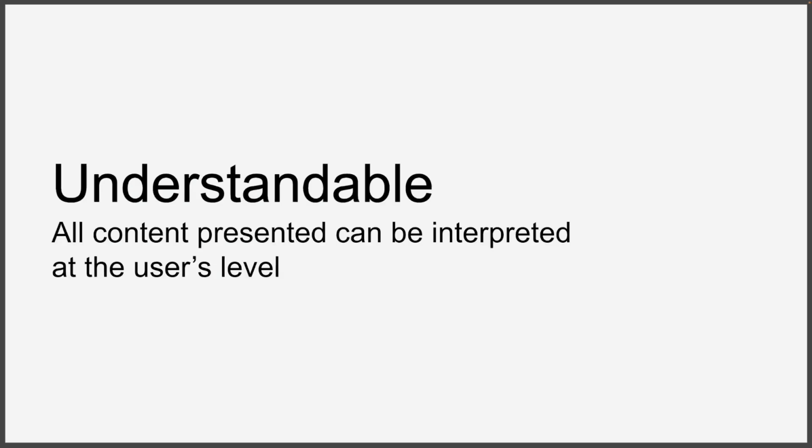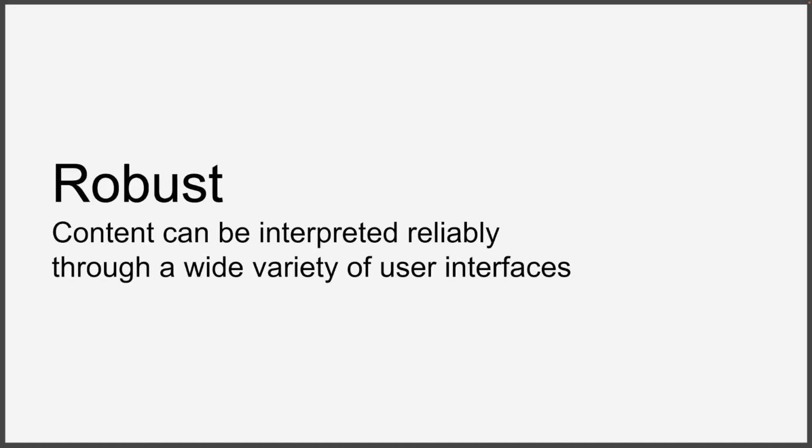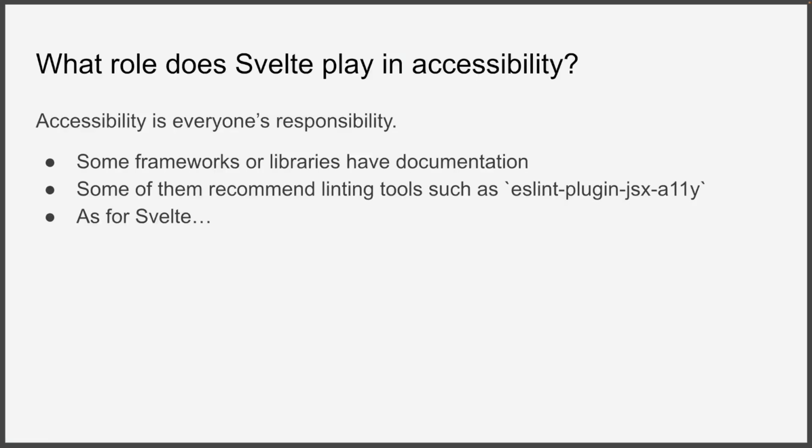Understandable. All content presented can be interpreted at the user's level. This includes the vocabulary level, so that it's understandable to a wide audience, and also information architecture, so the information someone's trying to find can be easily understood. And lastly, robust. Content can be interpreted reliably through a wide variety of user interfaces. So whether you can read the text, or whether something is read out loud to you by a screen reader, it should all be possible.